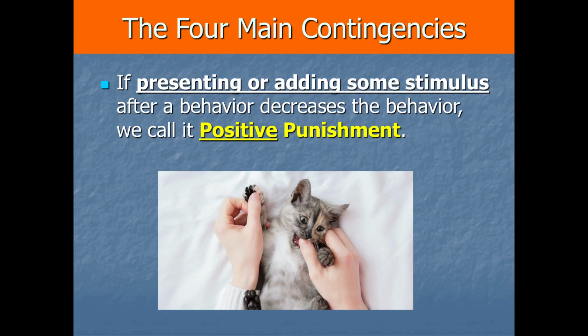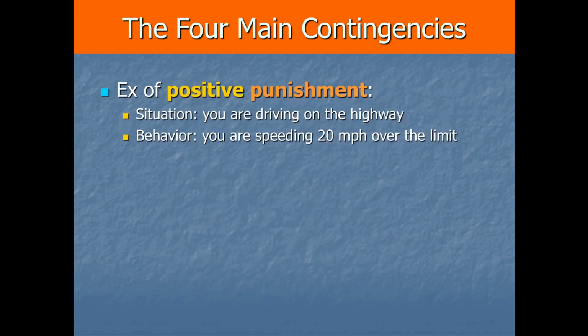If your yelling at the cat doesn't actually work and it keeps doing the biting behavior, then it's not actually punishment. Even though that might have been your intention, we're not going to count it as punishment. Punishment only counts if you see actual results. Another example of positive punishment might be getting a speeding ticket.